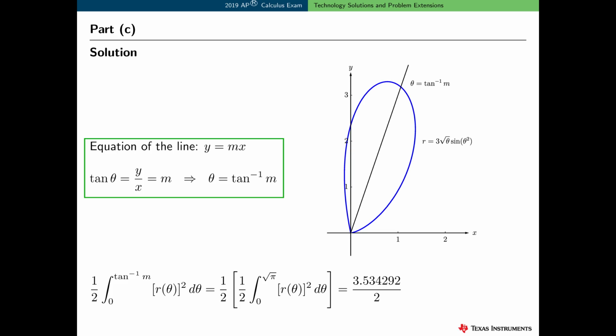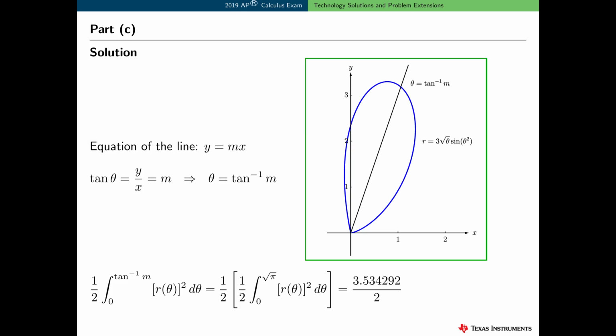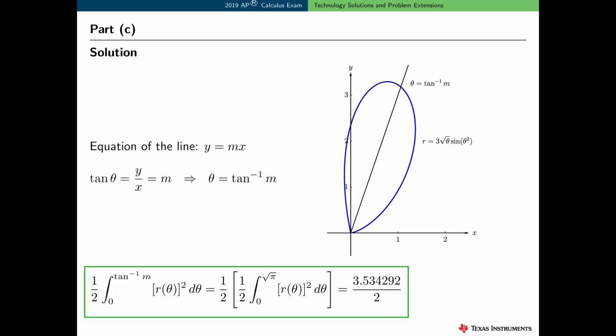We know that the tangent of theta is equal to y over x, which is m in this case. So solving for theta, we have that theta is equal to the tangent inverse of m. And here's a figure to illustrate this problem. So the area of the region bounded by the lines theta equals 0 to theta equal to the tangent inverse of m must be equal to 1/2 the area found in Part A. And here's the mathematical translation.